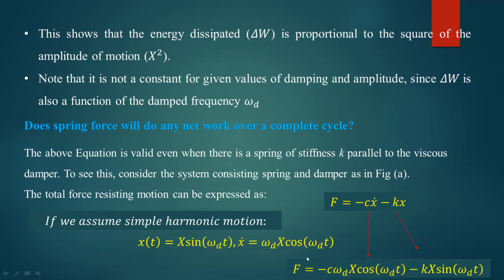And the equation of motion is F equals minus C omega_d X cos omega t, because we have F equal to minus C x dot minus K x. This F is the mass times acceleration, if we consider mass. So when we substitute the values of x and x dot, F is equal to minus C omega_d X cos omega_d t minus K X sine omega_d t.